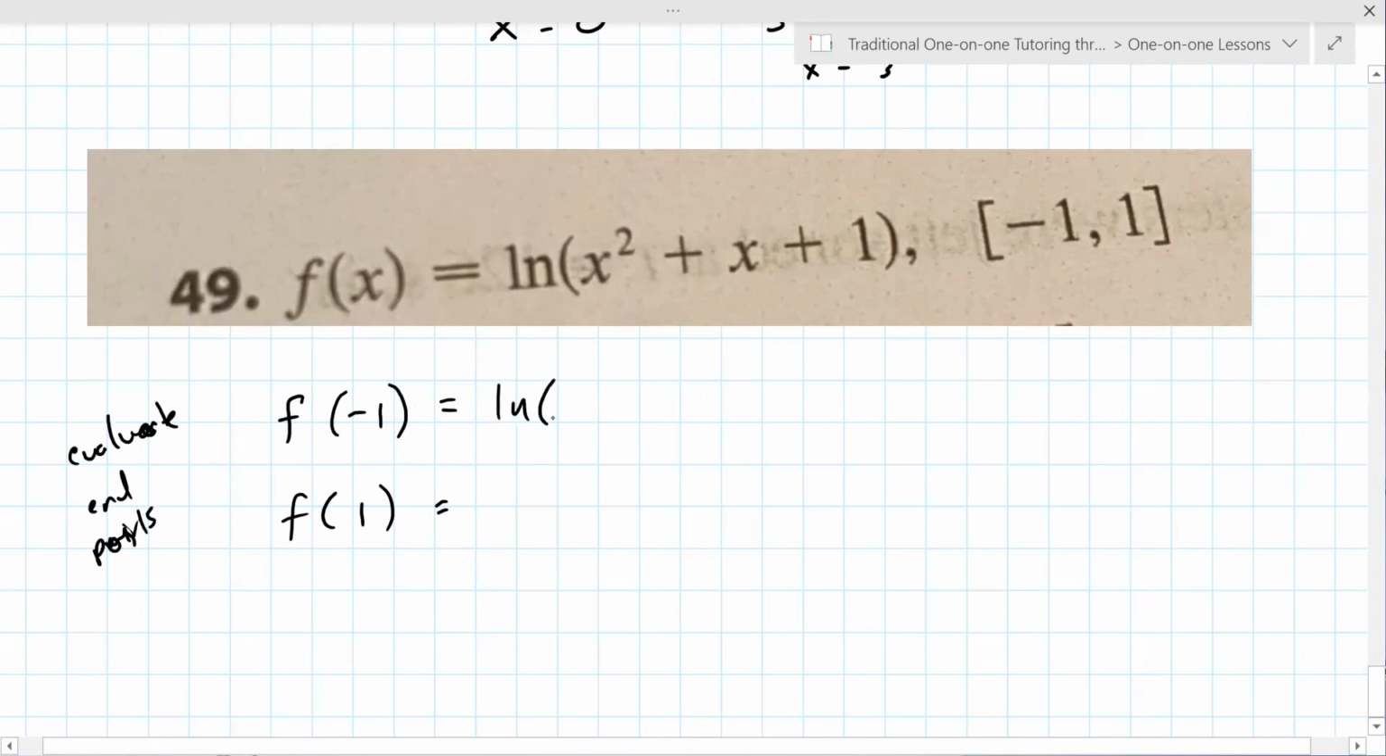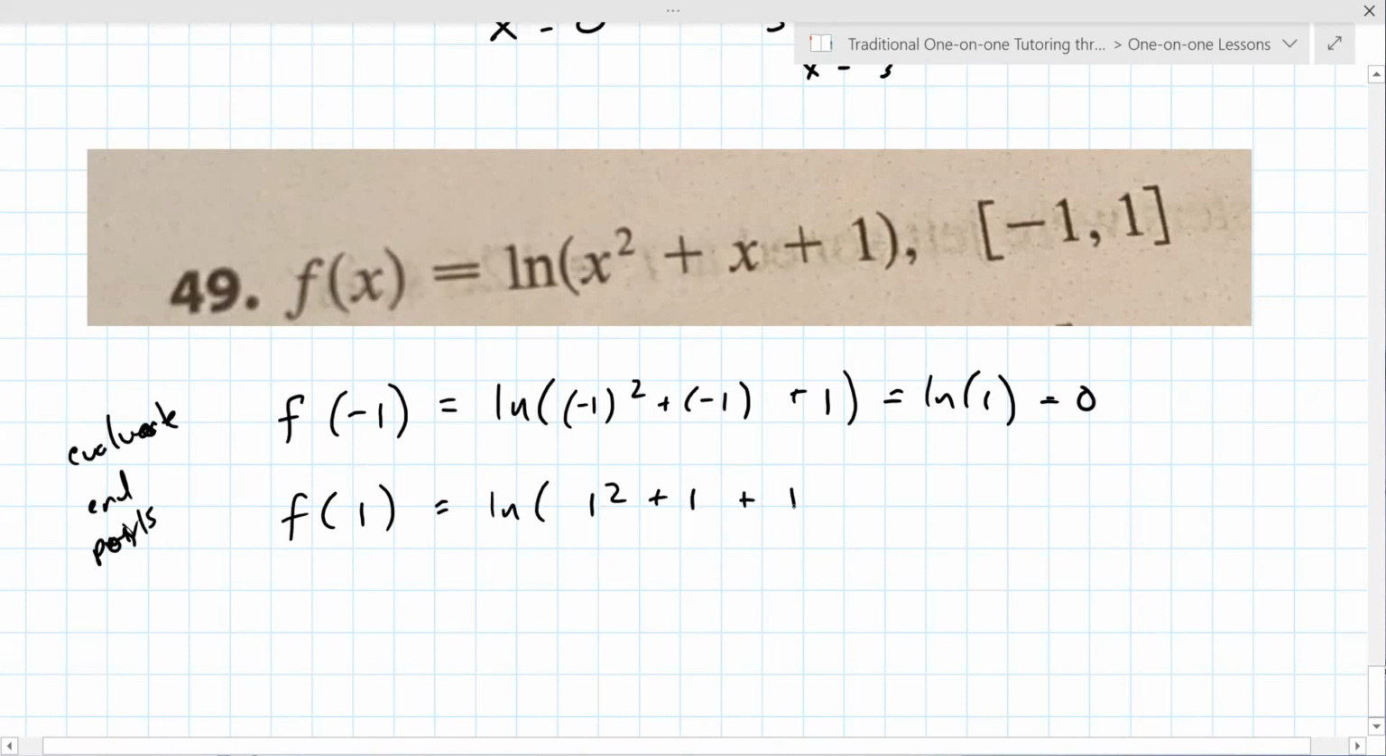So that's natural log of -1 squared plus -1 plus 1. This ends up being natural log of 1, which is 0. And then this one is natural log of 1 squared plus 1 plus 1. That's the natural log of 3. Okay, all right, so that's the first part.